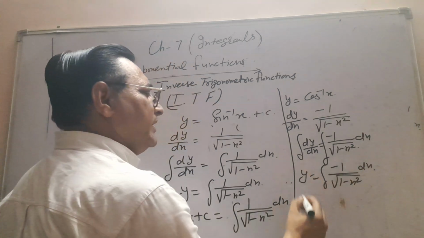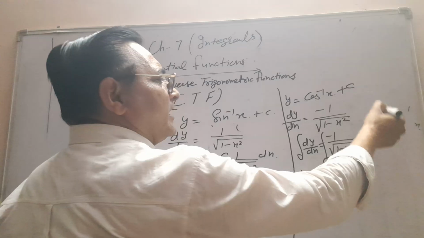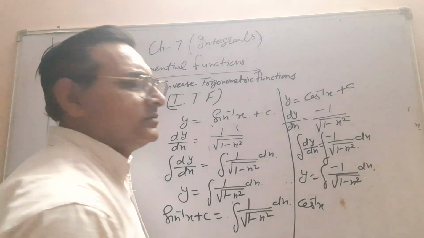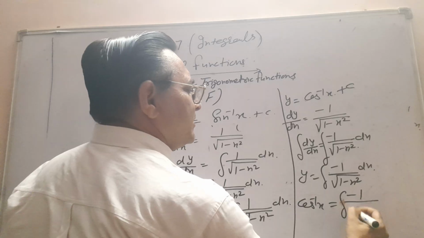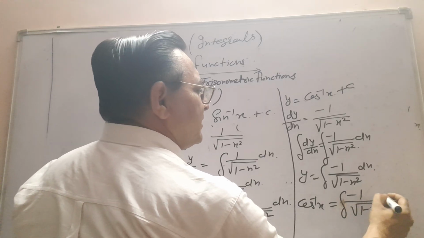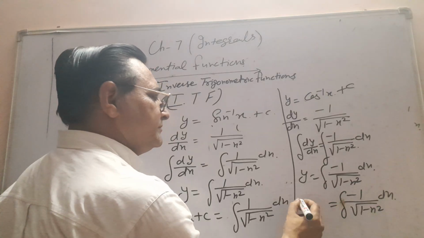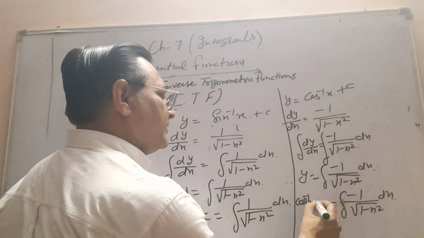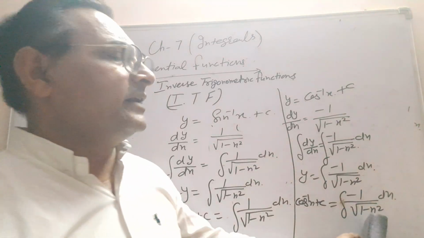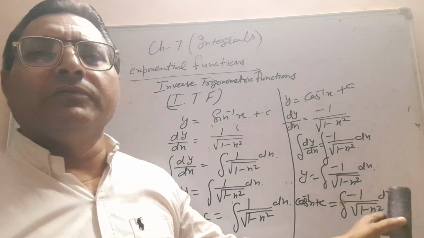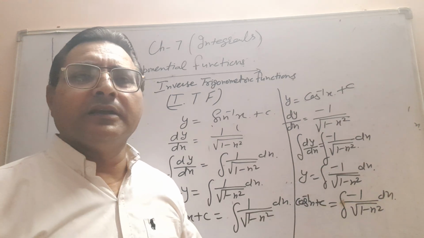So what is the value of y? Cos inverse x, I am writing here plus c, and the derivative of a constant is always 0. So here cos inverse x plus c is equal to the integral of minus 1 upon root 1 minus x square into dx. If there is a function like this, we have to find the integration of minus 1 upon root 1 minus x square. So its integration will be cos inverse x plus c.